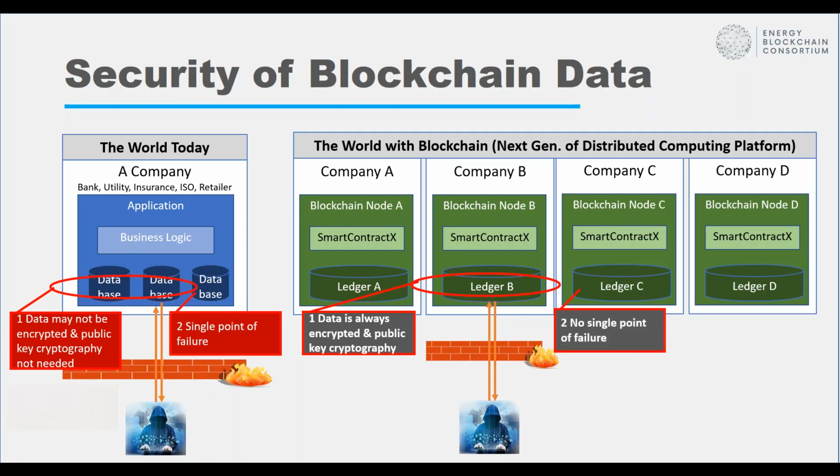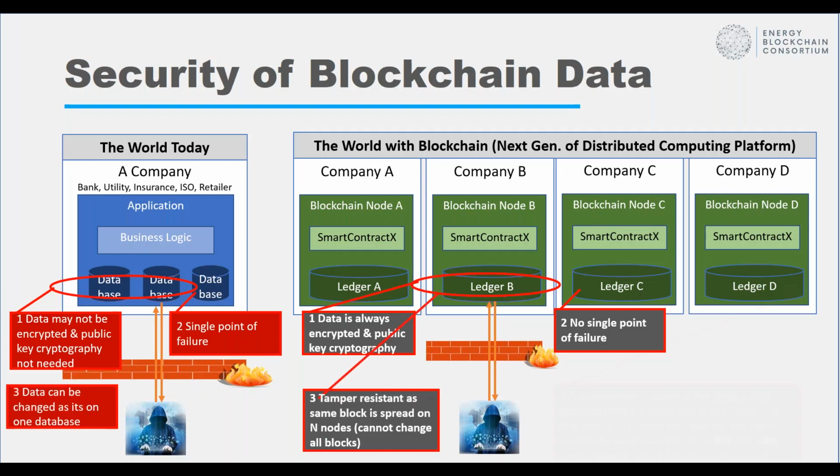All right, there's more actually. In the world of the one company controlled, it's a single point of failure. We have only one point of failure because data is in a location like that. But with blockchain, the data is scattered all over the place, so there's no single point of failure. In the old world, the world today, the data can be changed as it's on one database, or even on two databases, because the control is with one organization. But in a blockchain space, it is tamper resistant. Even if you want to, you cannot change it because the same block is spread across multiple nodes. You just cannot change it.